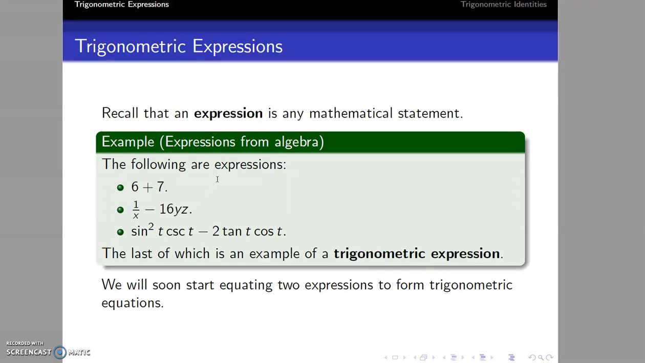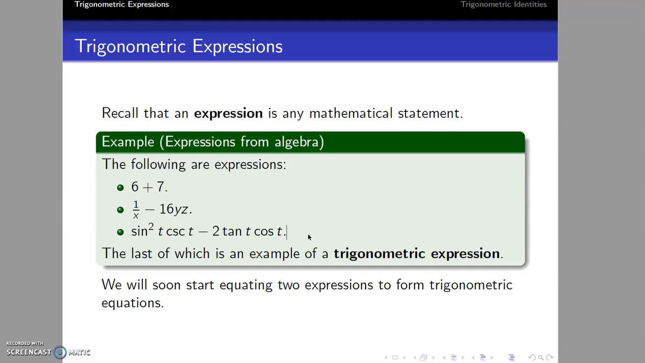So we have an expression here. We have a trigonometric expression. And if I were to ask you to evaluate that expression when t was 0, could you do it? And if I asked you to evaluate that expression when t was pi over 6, could you do it? Or when t was 150 degrees, could you do it? Hopefully the answer is yes.